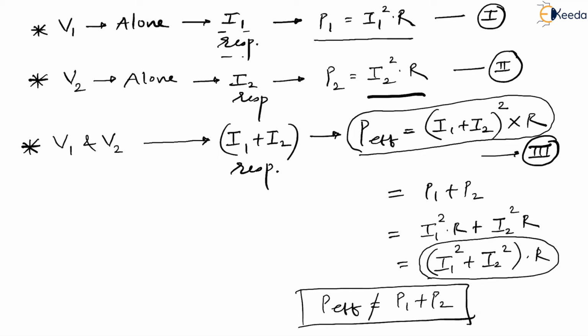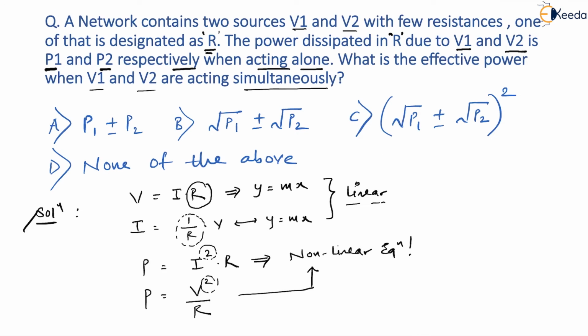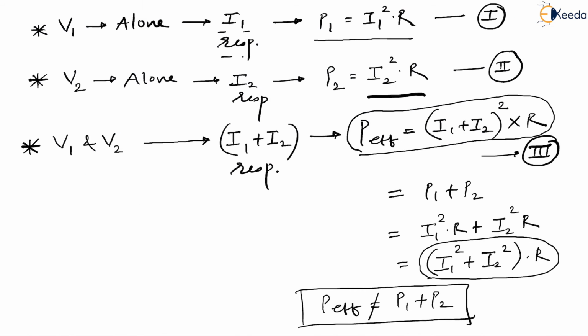But then what is the effective power? Because we are interested to calculate effective power, right? Okay, so for that I'll just follow the other approach so as to get the correct option out of it. Let me assume that when V1 is acting alone, the power is P1, which is equal to I1 square times R, isn't it? I'm sure you agree with that because I'm repeating the same equation again. What I'm trying to get is actually the value of I1.